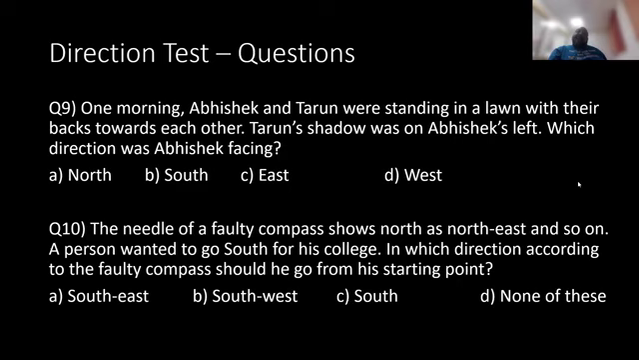One last question, I think, for today. Look at this one. The needle of a faulty compass shows north as northeast and so on. So it shows north. This is the actual direction, but this is what it shows. A person wants to go south for his college. In which direction, according to the faulty compass, should he go from his starting point?